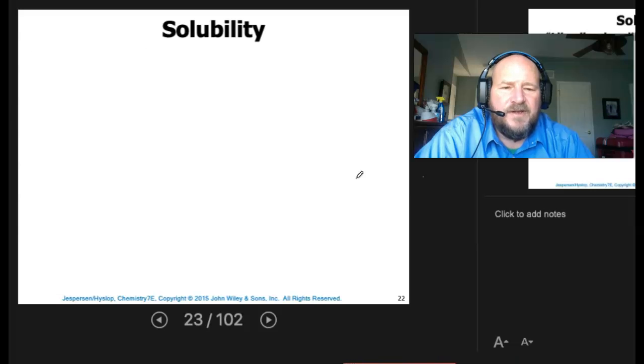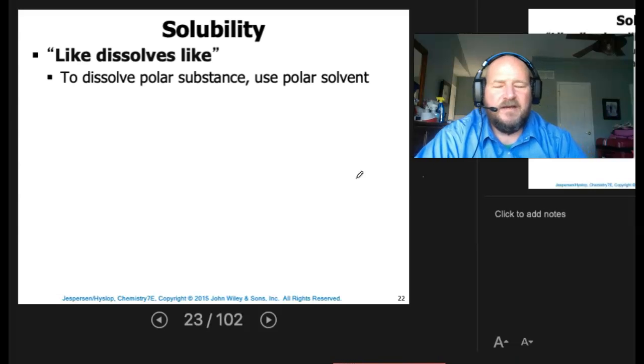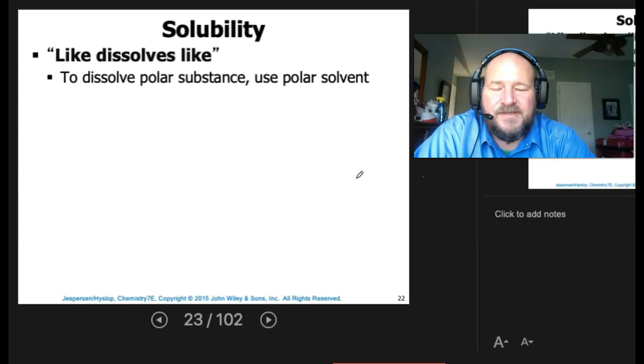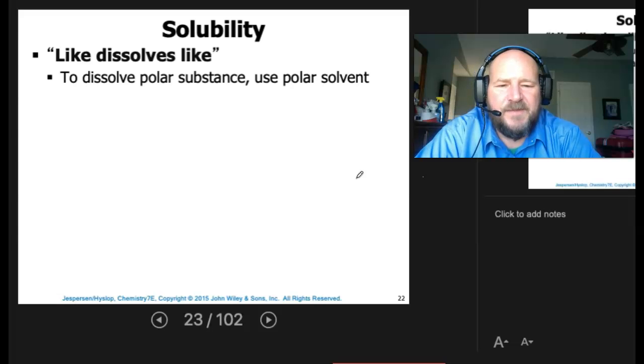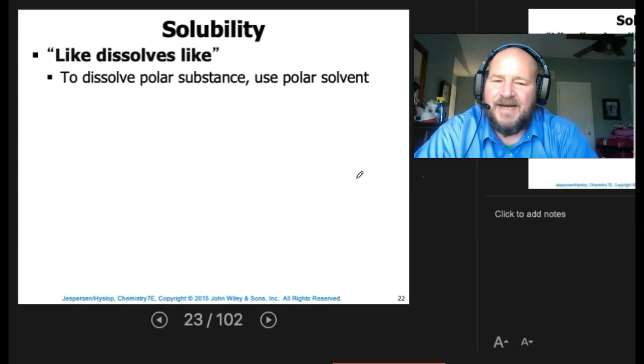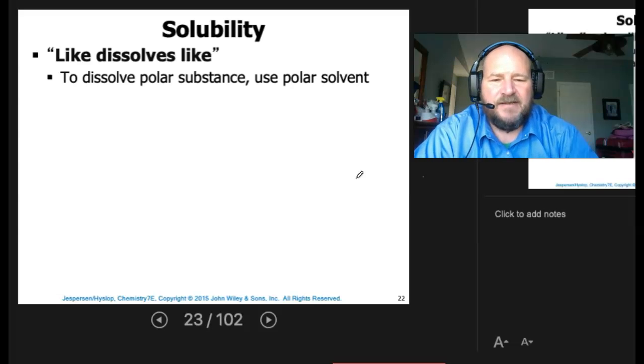All right, so solubility: like dissolves like. To dissolve a polar substance, we'll use a polar solvent. And if you've ever played with super glue, then you might know that if you super glue your fingers together, water will not help you get them apart, right? That's because super glue is methacrylate. It is a very nonpolar substance. Water, of course, is a polar solvent. The polar solvent cannot dissolve the nonpolar material. However, if you get some gasoline and rub that on your fingers, they will come right apart. And that's because the nonpolar gasoline will dissolve the nonpolar superglue.